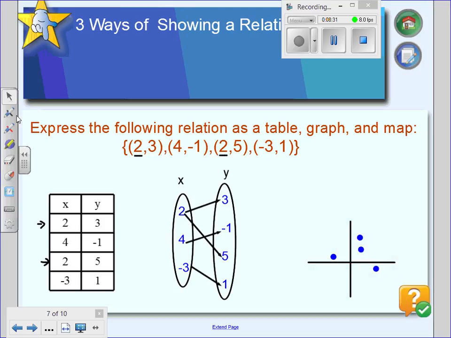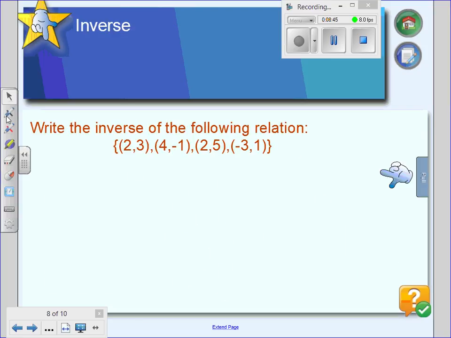And then a quick sketch of the graph. You hopefully will have some tick marks here: 2, 3, 4, 5, and so on. So there we're just plotting the points. Okay. And lastly, let's practice writing the inverse of this relation. So pause the video, write the inverse.